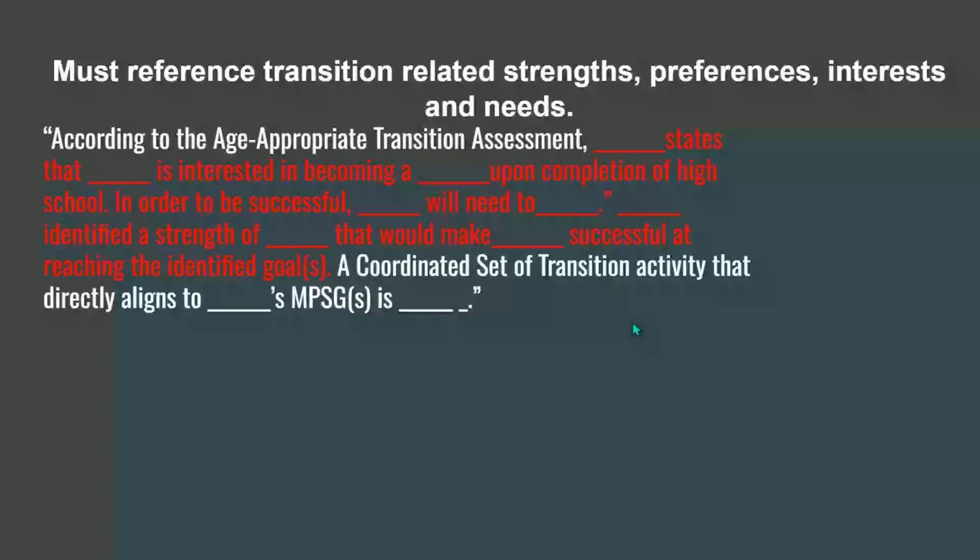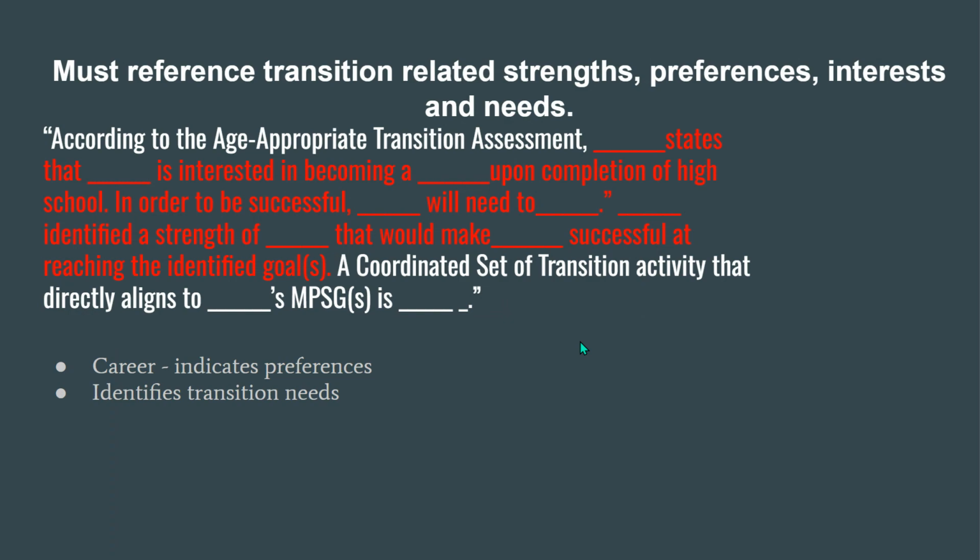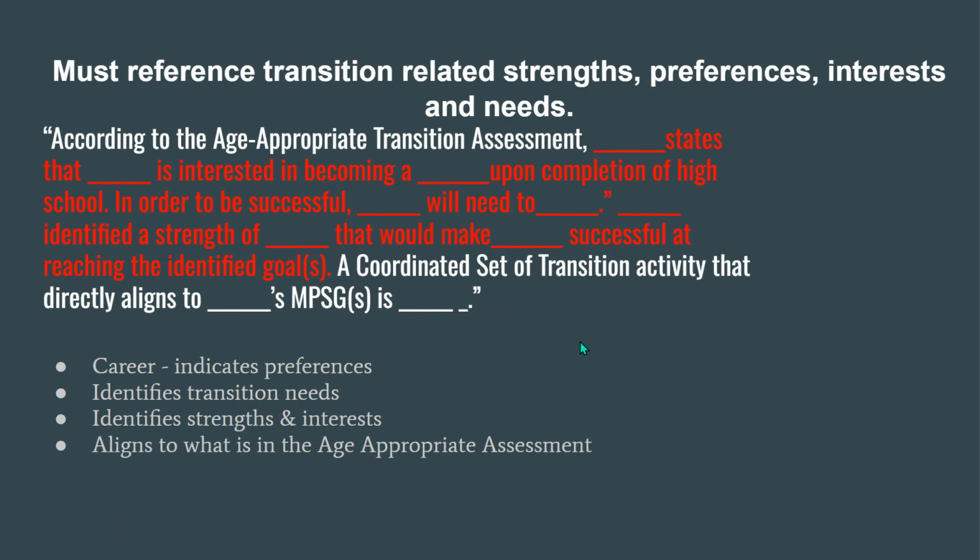We then must talk about the student's strengths, preferences, interests, and needs. And that's more that middle part of our template. If that's the meat of the statement, we are talking about the student's career and preferences. We're talking about any transition needs, strengths, and interests. And we're making sure that we're using the same language and the same voice that was in the age-appropriate assessment.